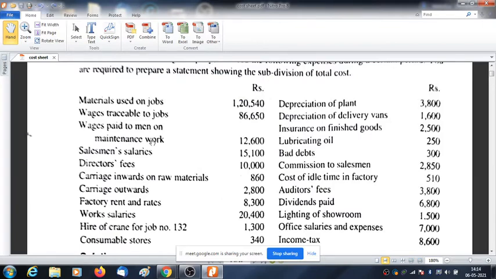Wages paid to maintenance man on maintenance work. What type of expense would this be? Sir, this is the indirect expense. Good, good. Excellent.